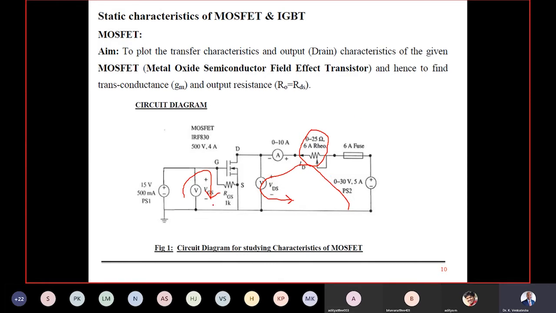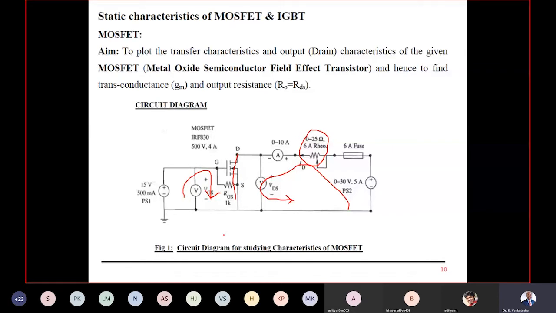There are two loops, control loop and power loop. Using the control loop, I want to turn on the MOSFET. Very simple idea: when you turn on the MOSFET, drain and source are shorted. When the drain and source are shorted, the full rated current will flow through the MOSFET and give power to my load, right? And the left hand side is my control loop.